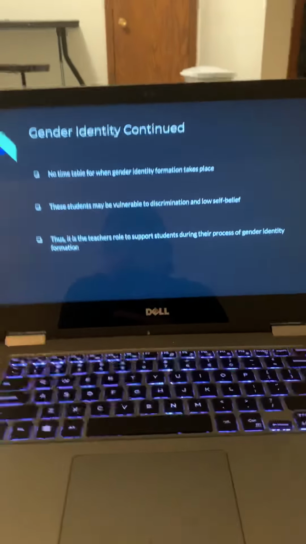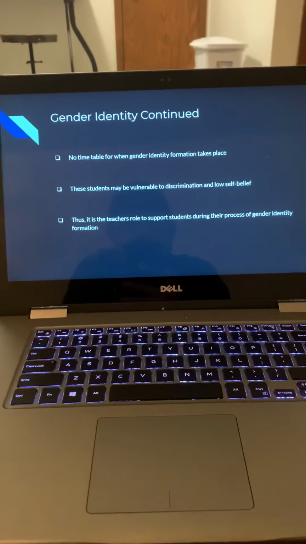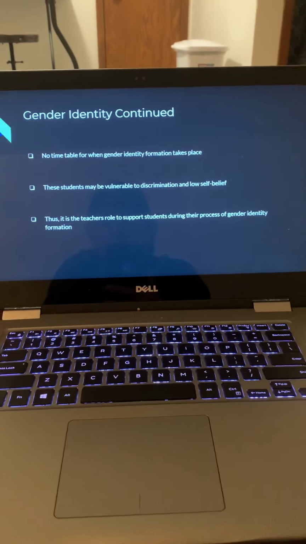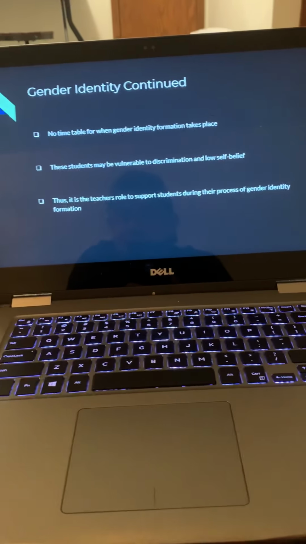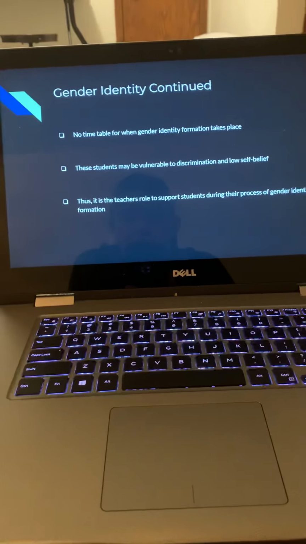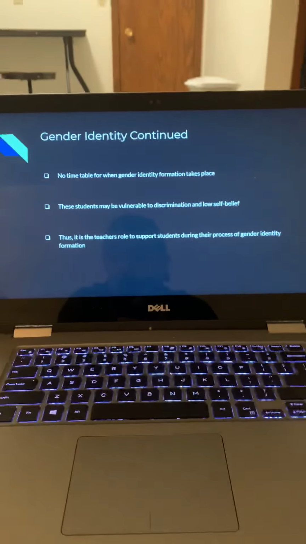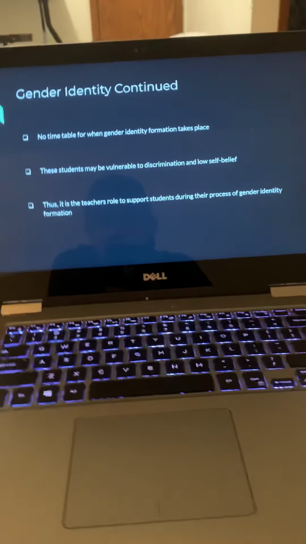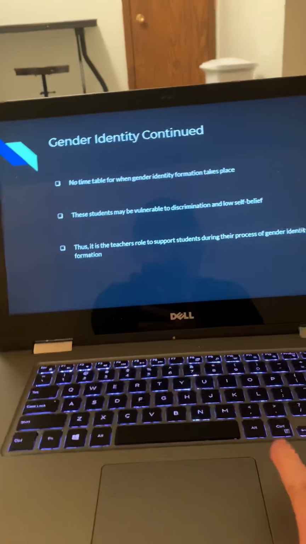To continue that, there isn't a timetable for when a person can figure out how they want to identify themselves or when their gender identity formation takes place. So these students may feel vulnerable or discriminated against in the classroom or at schools. Therefore, it is important for the teacher to support everyone during their process of gender identity formation.